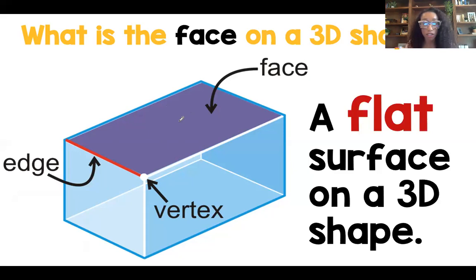A face is that flat surface on a 3D shape. Okay, so we remember from yesterday, a cube has how many faces? Let's count real quick, top, bottom, ready? 1, 2, side to side, 3, 4, front, back, 5, 6. So 6 faces on this cube, okay?